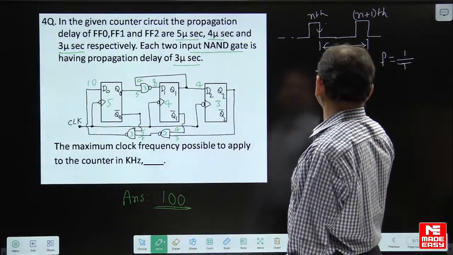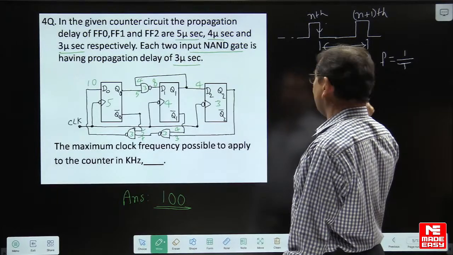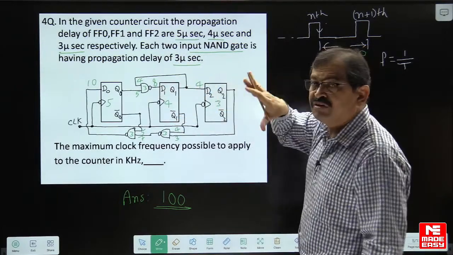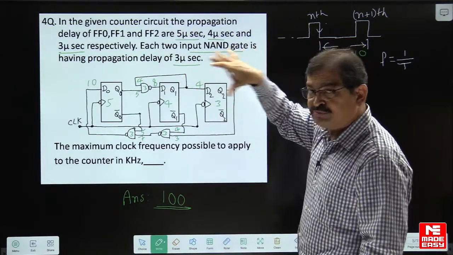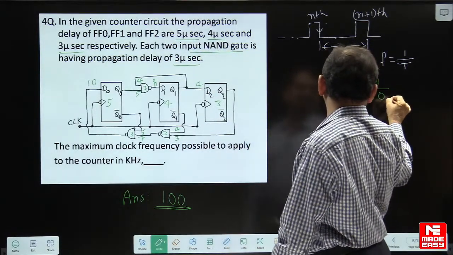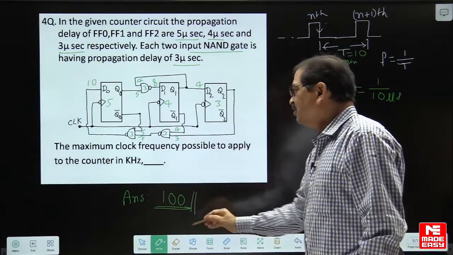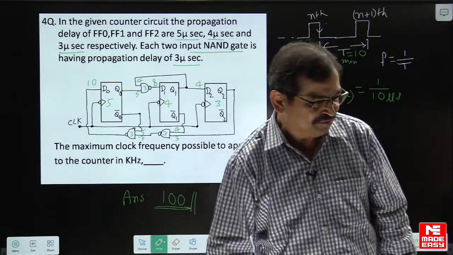Based on this, for the maximum clock frequency, this is the minimum time required for the inputs to reach the respective flip-flops. So it is 1 upon 10 microseconds, and the answer is 100 kilohertz. So the answer to this question is 100.